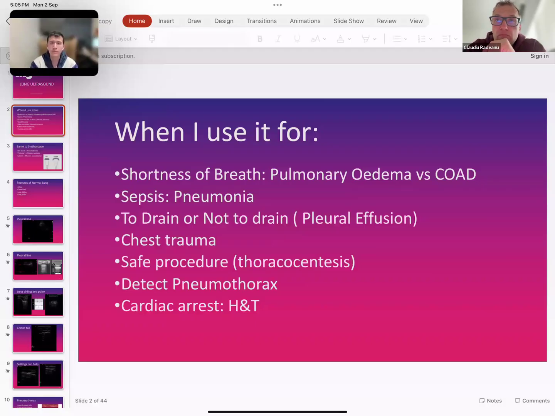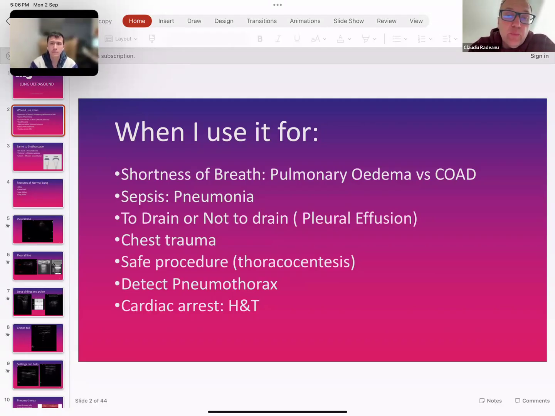And again, it takes a minute to do that, and also to make the decision if that pleural effusion needs to be drained, or if it cannot be drained. It helps me in chest trauma, particularly diagnosing hemothorax. In thoracentesis, it helps me guide where to put the needle. So I use the ultrasound to guide which intercostal space I use, because you don't want to put the needle through the liver.